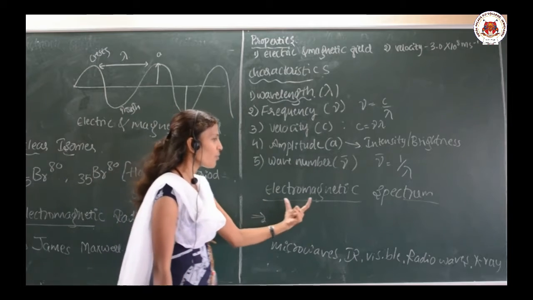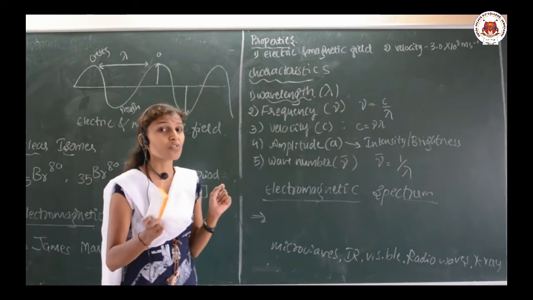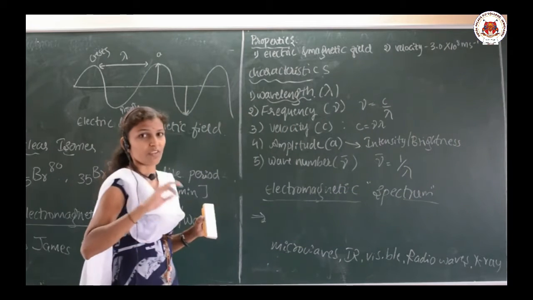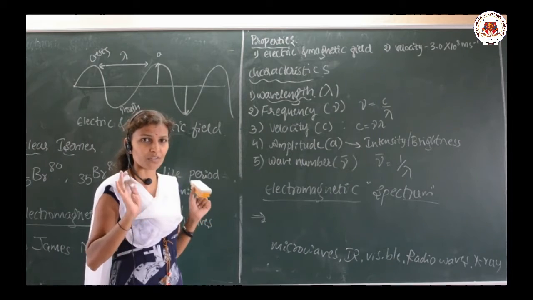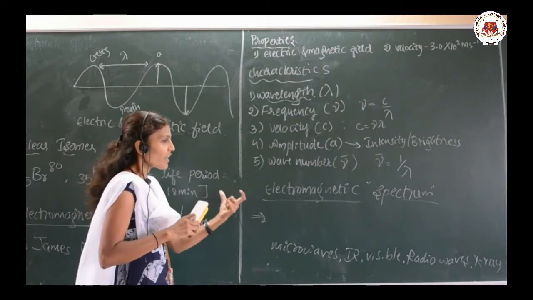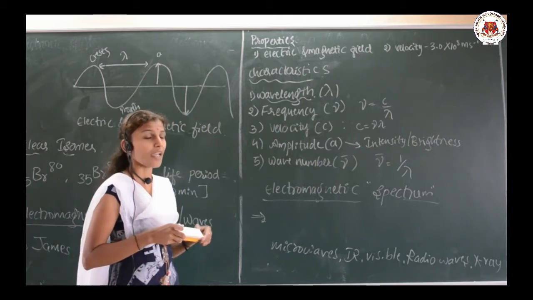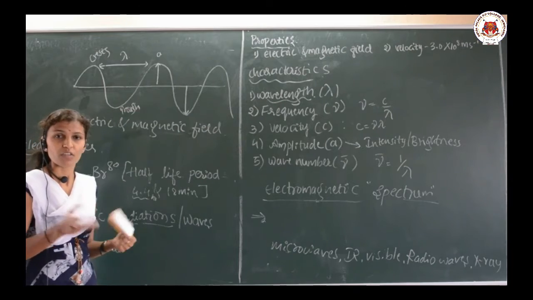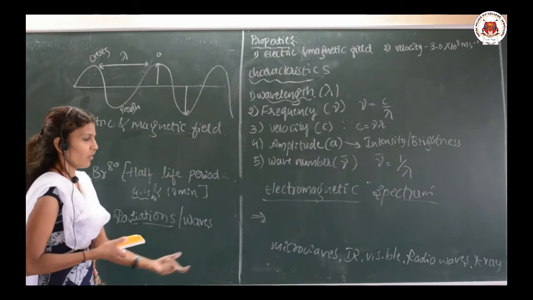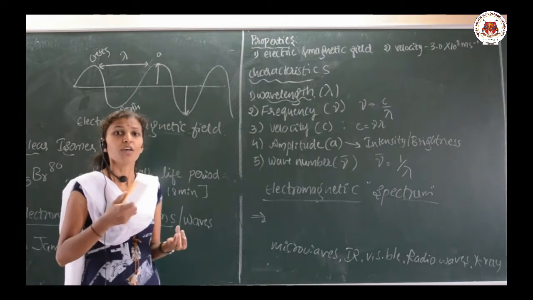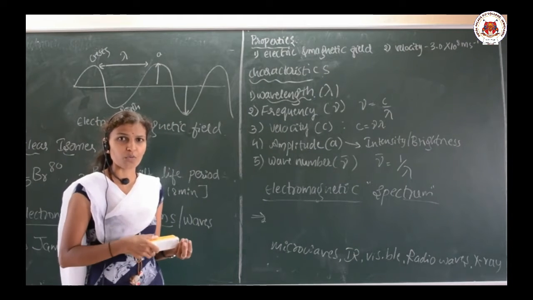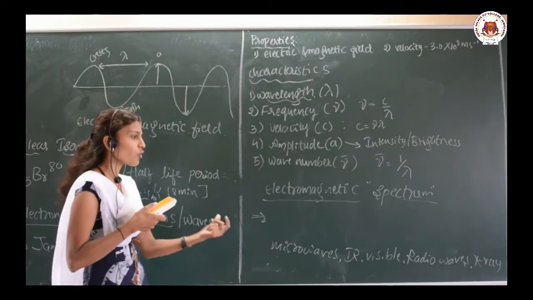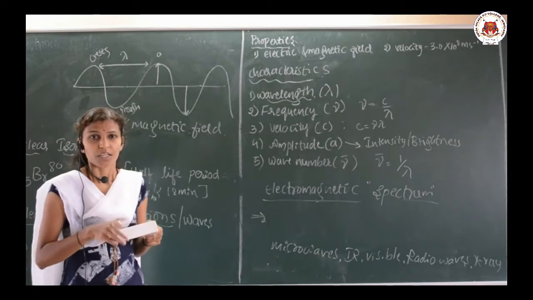Next, the electromagnetic spectrum. We are using the term spectrum here. Electromagnetic spectrum is nothing but the arrangement of the different types of electromagnetic radiation. Whatever we now said about the electromagnetic radiations, which are the electromagnetic radiations? Microwaves, IR, visible, UV, gamma rays, X-rays, radio waves, all these are the electromagnetic radiations, and these electromagnetic radiations are arranged in a definite order.